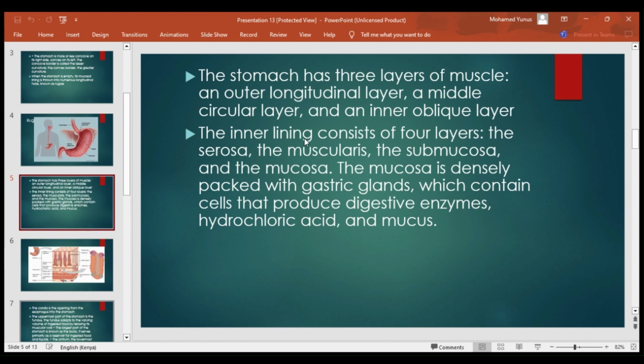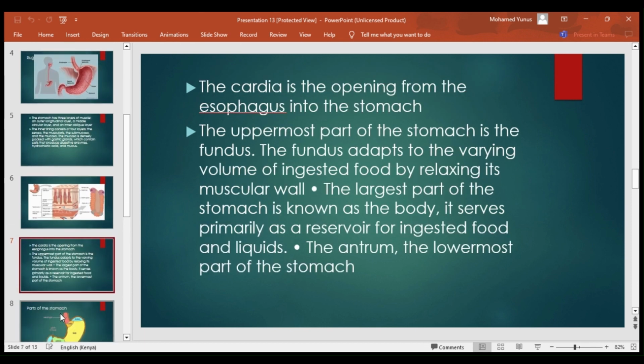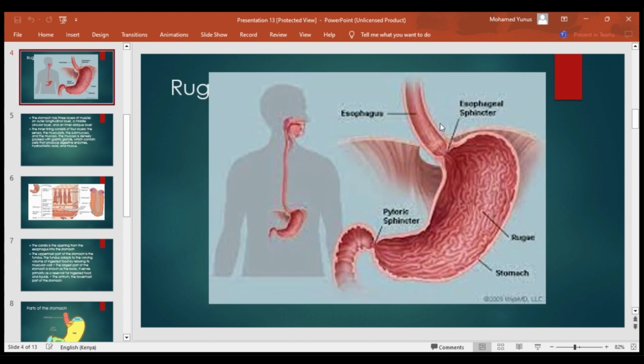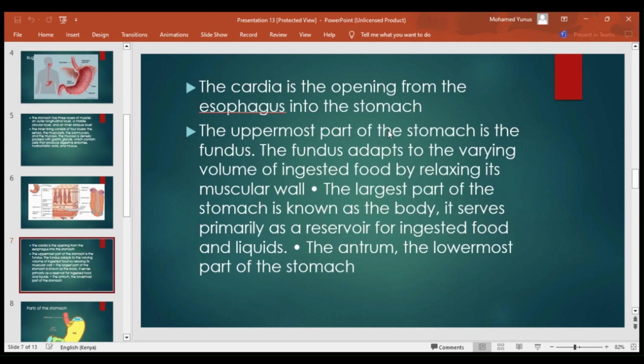So the wall consists of four layers, which we said are the serosa, muscularis, submucosa, and the mucosa. The mucosa is densely packed with gastric glands, which contain cells that produce digestive secretions. That's the hydrochloric acid and the mucus. So we find that the cardiac opening, from the cardia, is the opening from the esophagus into the stomach. Here is the cardia, from the esophagus into the stomach. Here, the cardiac sphincter or the esophageal sphincter. Here it is.